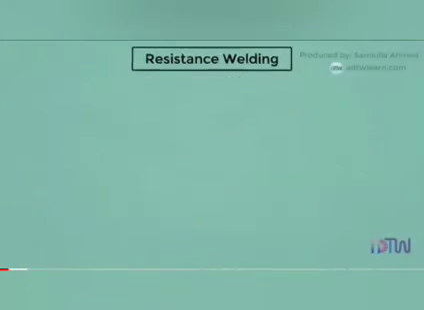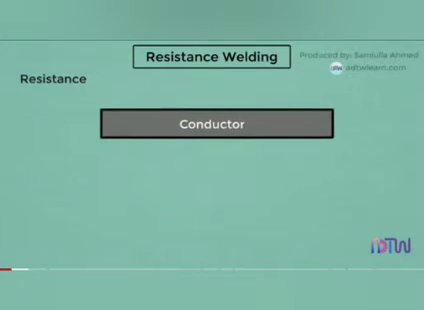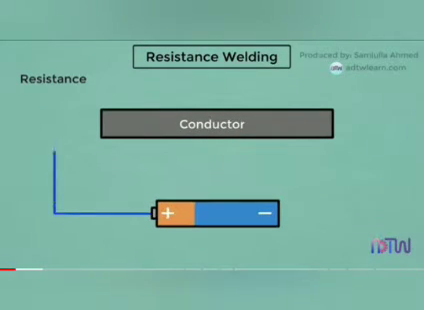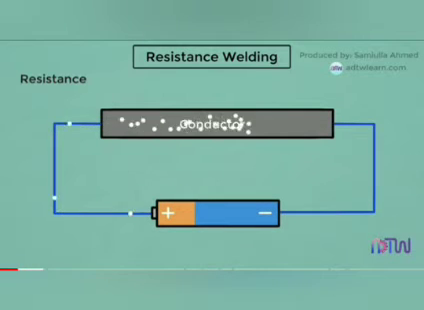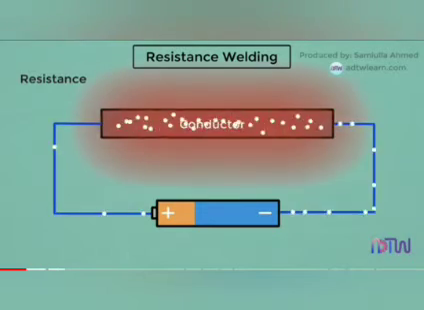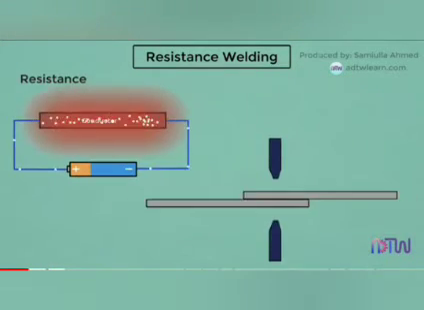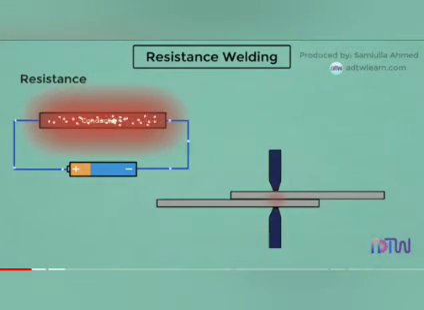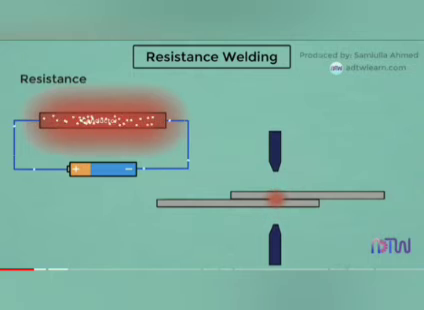Resistance welding. Resistance is the property of a conductor by virtue of which it resists the flow of electrons, that is, the flow of current through it. This resistance to the flow of electrons creates friction and heat. This heat generated is then used to join two similar or dissimilar metals by melting and forming a bond between them.